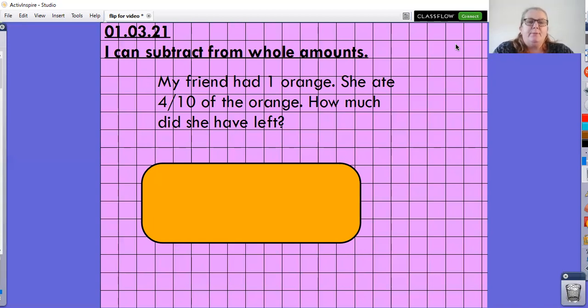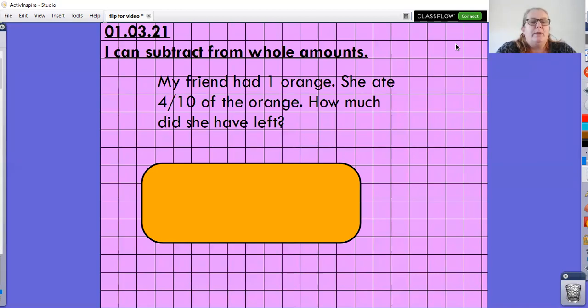I can subtract from whole amounts. That is subtracting a fraction from a whole amount. There's a question here for you to have a go at, just to see how you get on, and then we'll go through and talk about how we could have worked it out. And then that will lead us into our learning for the day. So in a moment, pause the video and have a go at the question.